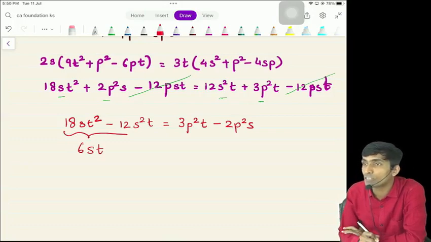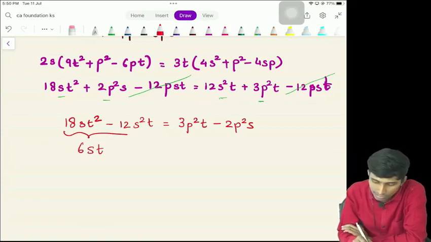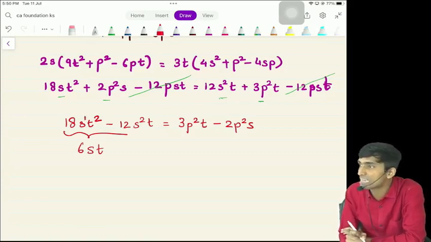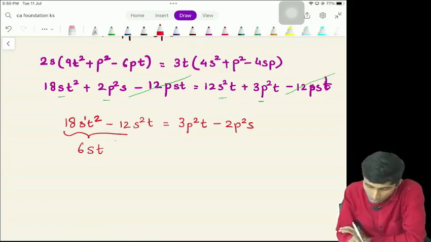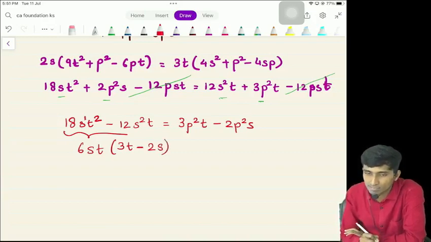Here common is what? 18 and 12, common is 6. s is 1 common, smallest power is 1. For t the smallest power is 1. So s and t. What is remaining? 6 3s are 18, s has already gone, 3t. Minus 6 2s are 12, s 1s is gone, s 2s. 3t minus 2s. 3t minus 2s.